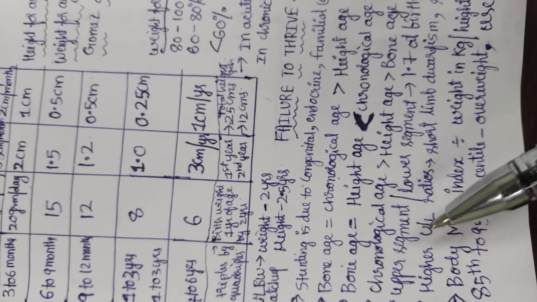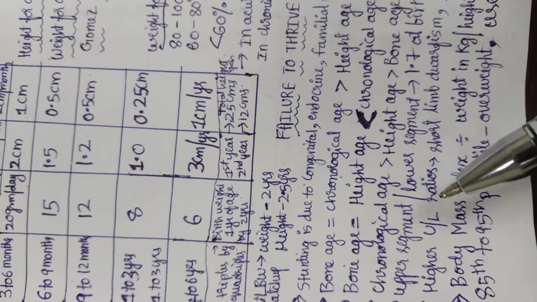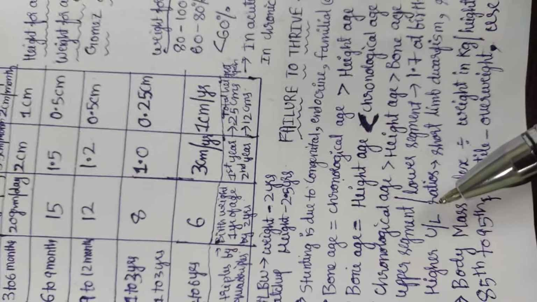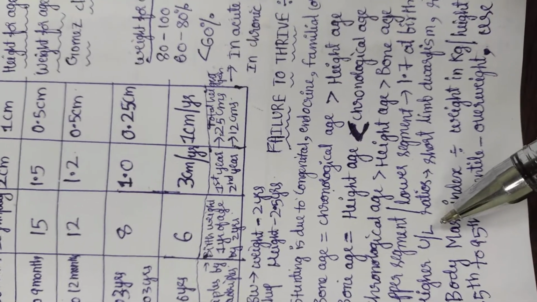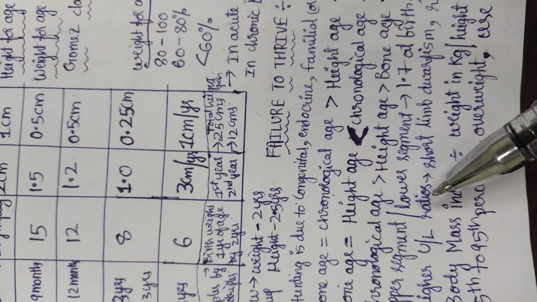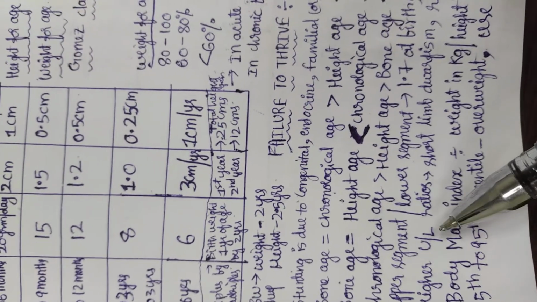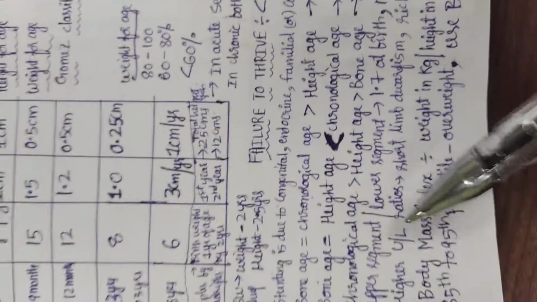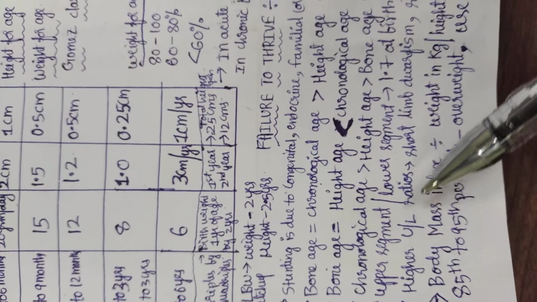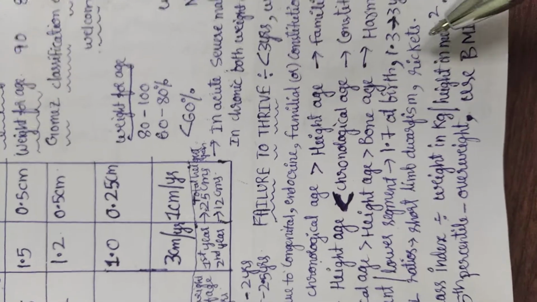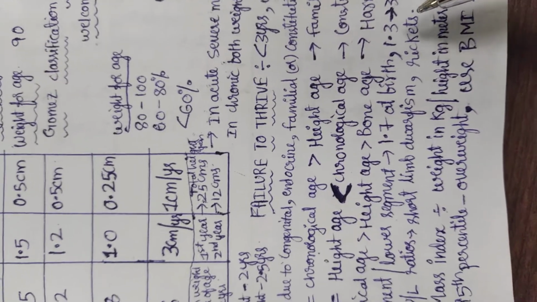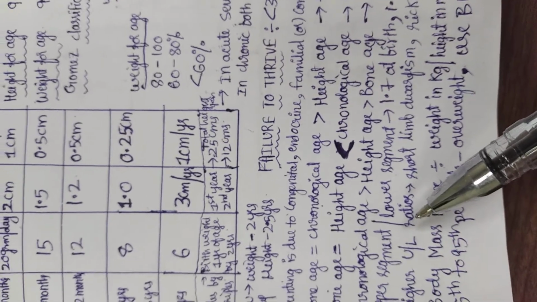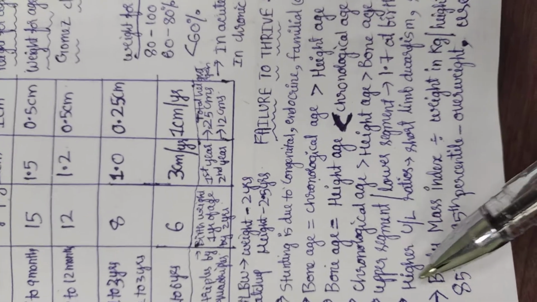Okay, now we will come to the upper segment to lower segment ratio. Upper segment is nothing but the top of the head to the symphysis pubis. Lower segment is the symphysis pubis to the bottom of the legs. So upper segment by lower segment is higher in short limb dwarfism and rickets, because here the length of the limbs will be less. Lower segment is decreased, so the upper segment to lower segment ratio will be higher.